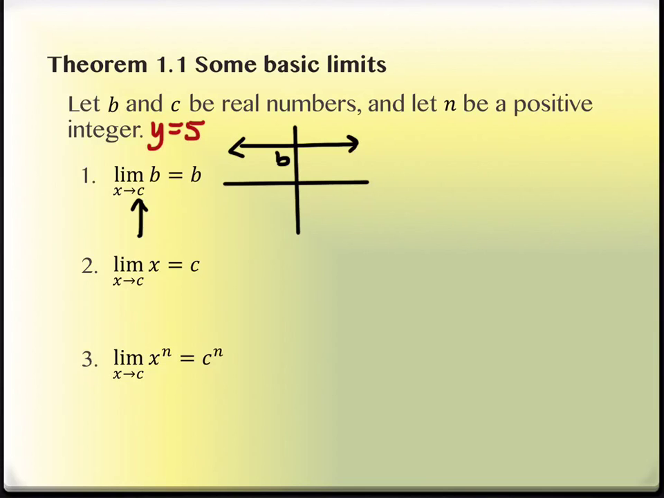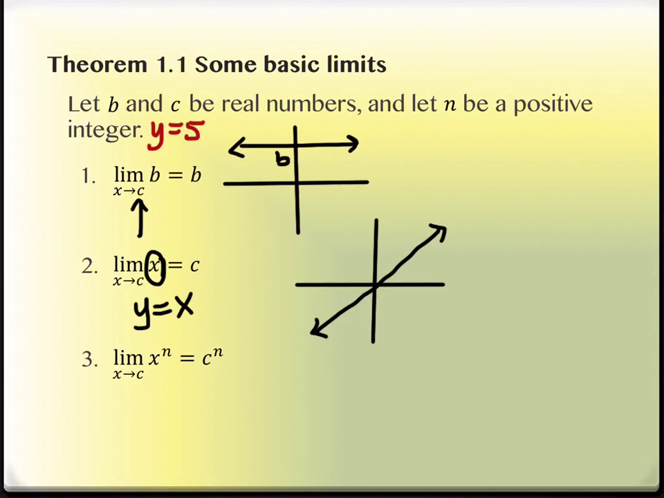All right, this one says that my equation is y equals x. So if I were graphing this, y equals x is the line that looks like this. At every x value along the line, what's the y value? The same thing, because y is equal to x, right? So no matter what x value I'm approaching, that's the same y value that I'm getting close to as well. Okay?